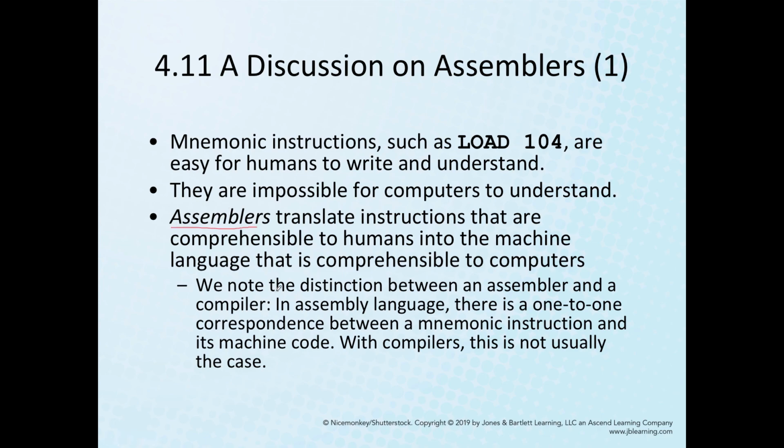So assembler and compiler are different. The compiler is for high-level languages like C++ or Java, but the assembler is for a lower-level one. With the assembler, there is a one-to-one correspondence. As we have a load, as we have a store, there's a one-to-one correspondence between the mnemonic instruction and machine code. But for high-level language, that is not true. In high-level language, we have if, while, and the like, but there's no one-to-one correspondence.